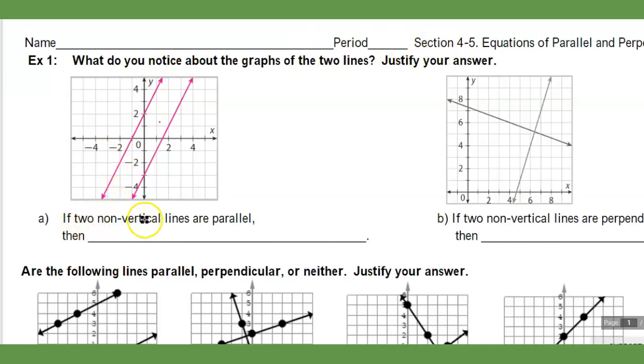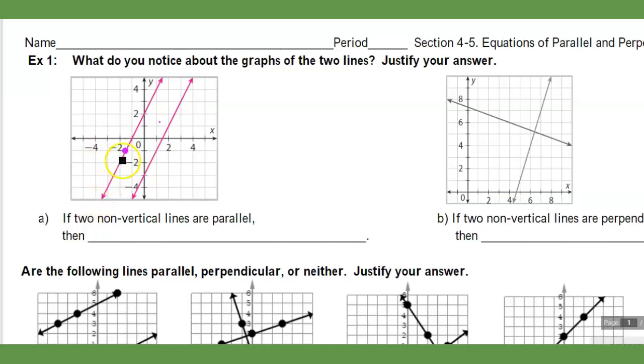if two non-vertical lines are parallel, then what? How do we know? How can we prove that these are parallel? Exactly. And visually, they never intersect. Numerically, what can we prove? How can we say that these never intersect with some numbers? You might recall this, that they kind of go up and over or have the same slope.